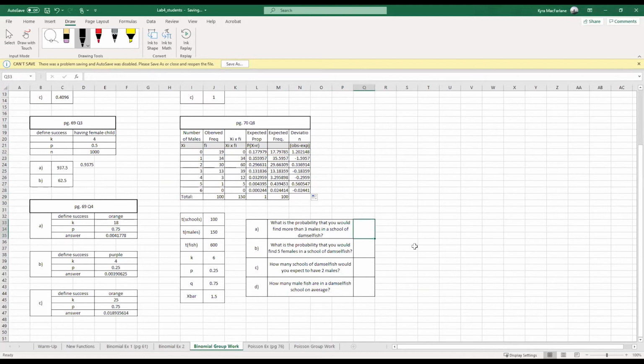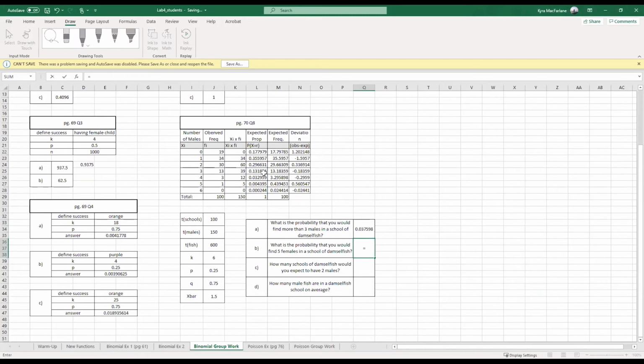So what is the probability that you would find more than 3 males in a school of damselfish? More than 3. So 3 or more. So 3 through 6 in a group of 6. We're summing those probabilities. Oh, sorry, we're summing more than 3, so we're not including 3. So 4, 5, or 6.